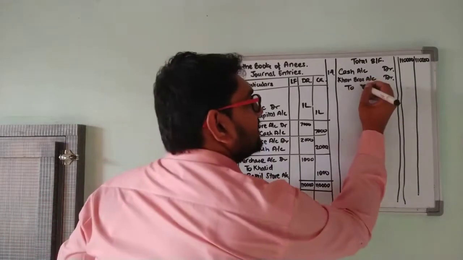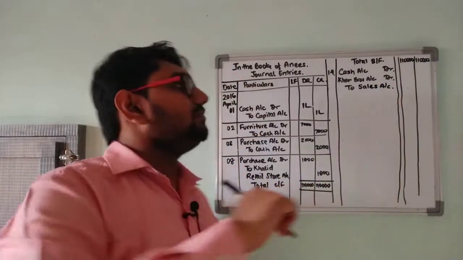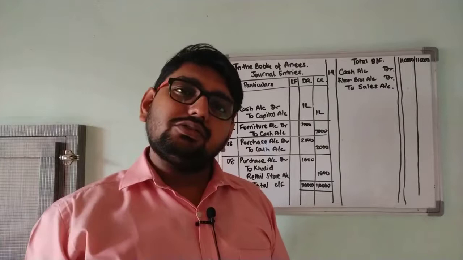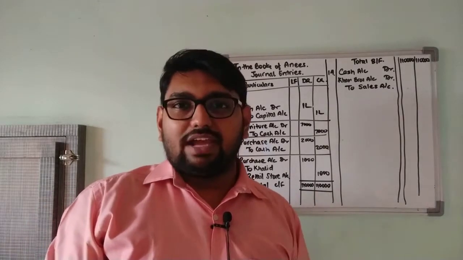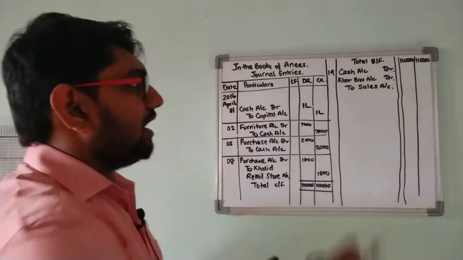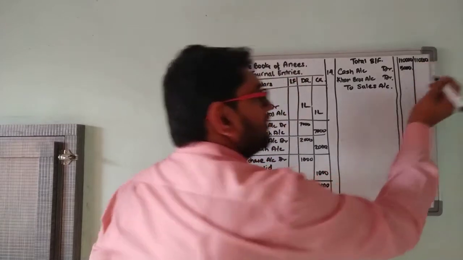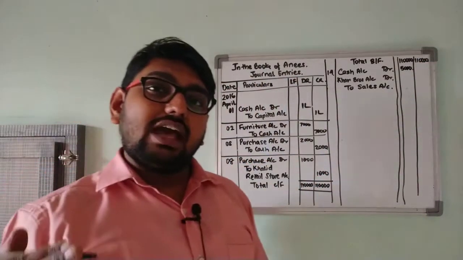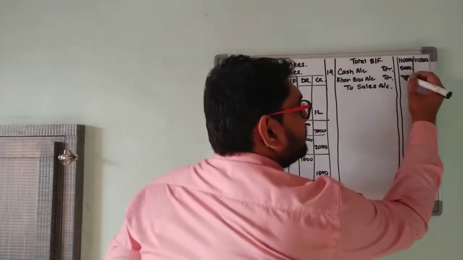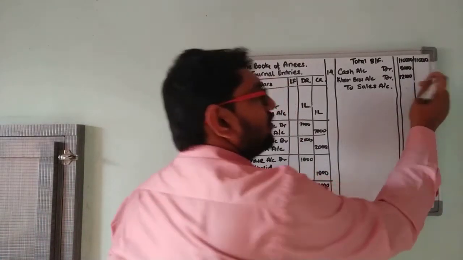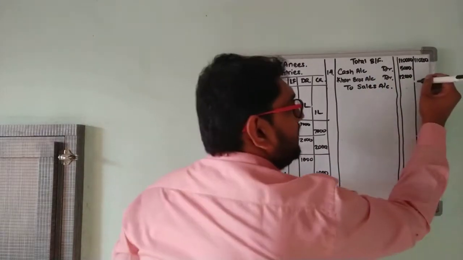Two, sales account. Correct? So how much goods are being sold on cash basis? I have received only rupees 5,000 as cash. So against cash I am going to write 5,000. And how much goods have I sold to Khan Brothers? 12,000. So what is the total amount of sales? Cash plus credit, 17,000.